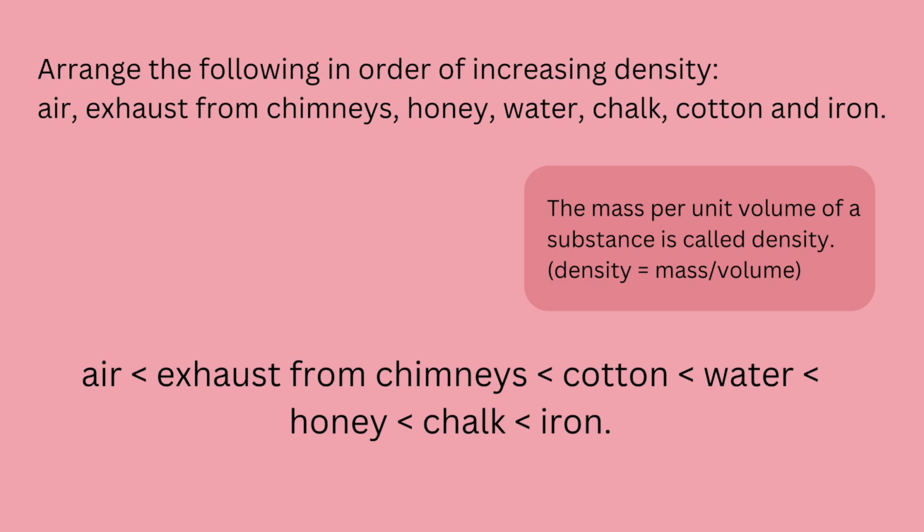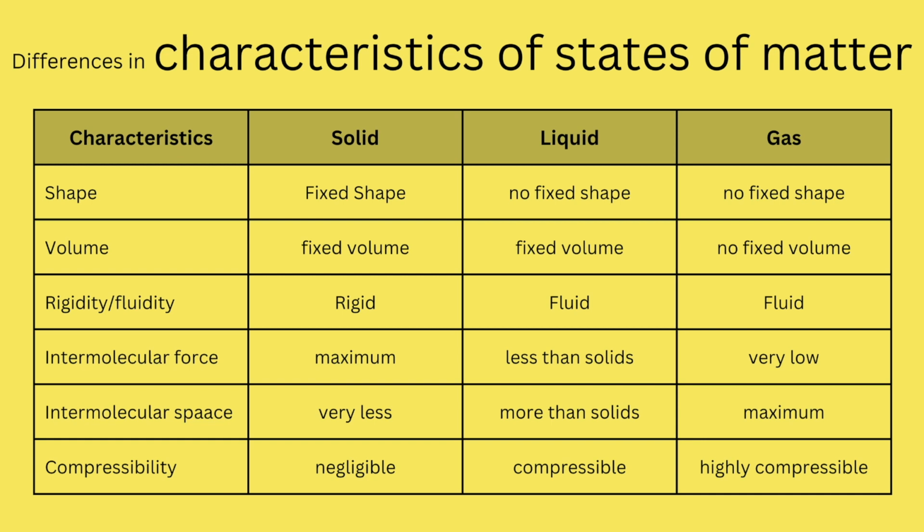Now moving on to the second question. I know this table seems quite complicated, please don't mind it. It's quite simple. We'll get into these things, and we are going to differentiate the characteristics of states of matter. You would have already learned about the characteristics of states of matter. If you haven't, please go back and watch that video first, because there is no point in learning this question without knowing those concepts.